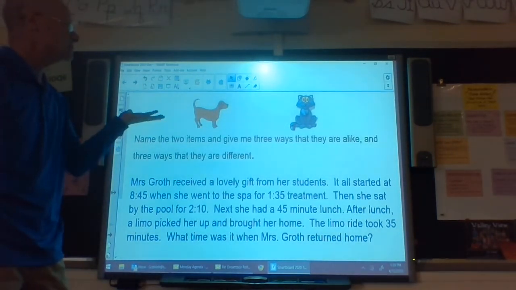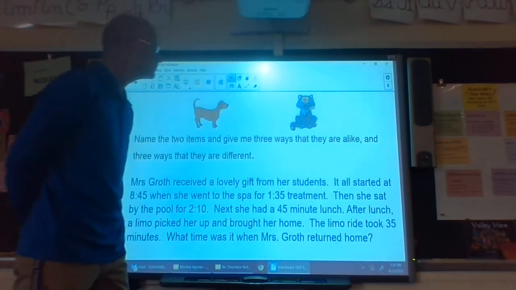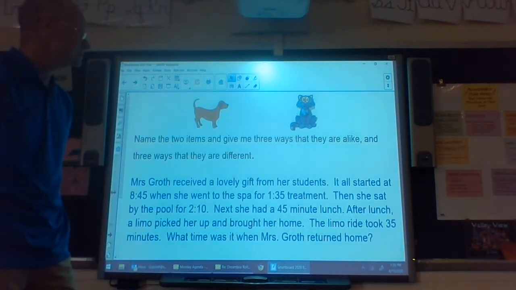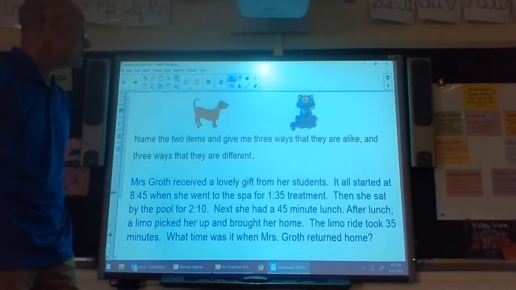Now, when I did this, I have to make sure I use the words they both. So they both have fur, they both have 4 legs, they both have 2 eyes, they both have tails, they're both mammals, they both have paws, they both have claws. You can probably come up with a lot more than that.